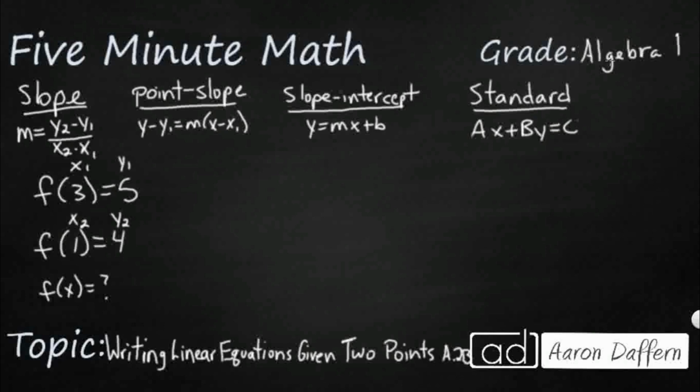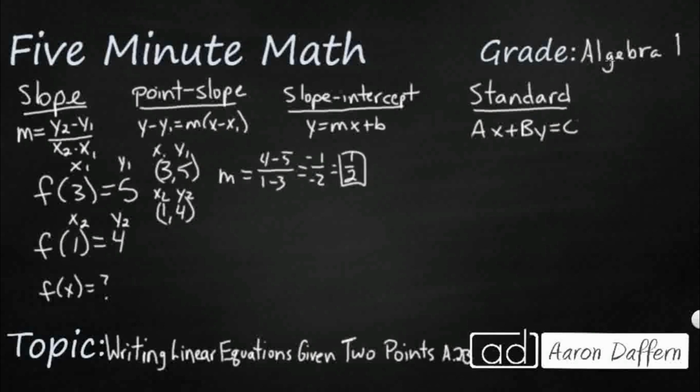So if we really wanted to kind of just pull them out, we could get 3, 5, and we would get 1, 4. So now that we've got that, we've got all that we need. Let's get our slope, right? Our slope is m equals, and let's just label these right here, x2 and y2. So change in y, so that's going to be 4 minus 5 over change in x, 1 minus 3. So that's going to equal negative 1 over negative 2. So those two cancel out. All right, so my slope is 1/2.